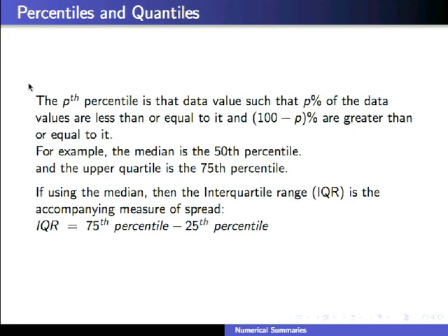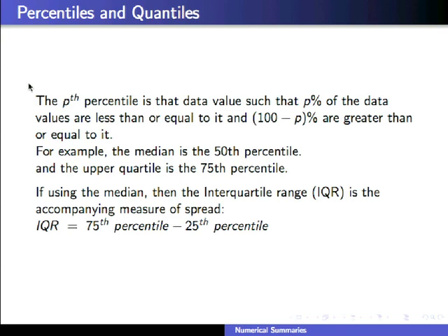A few examples that we should all know by heart: the median is the 50th percentile. At least half of the data are less, and at least half of the data are greater than it. The upper quartile is the 75th percentile, meaning 3/4 of the data are less than or equal to it, and 1/4 greater than or equal to it. The lower quartile is the 25th percentile.